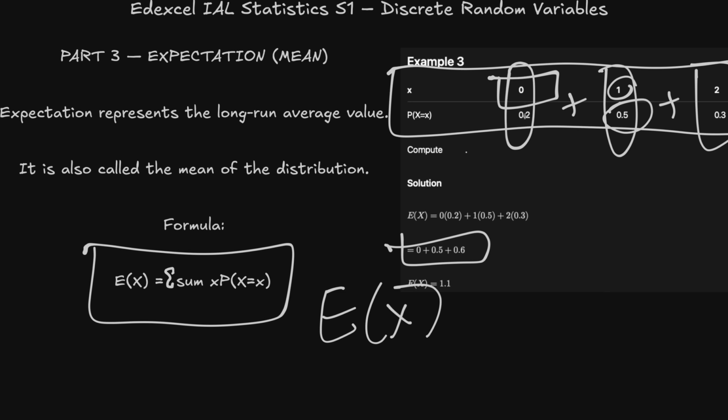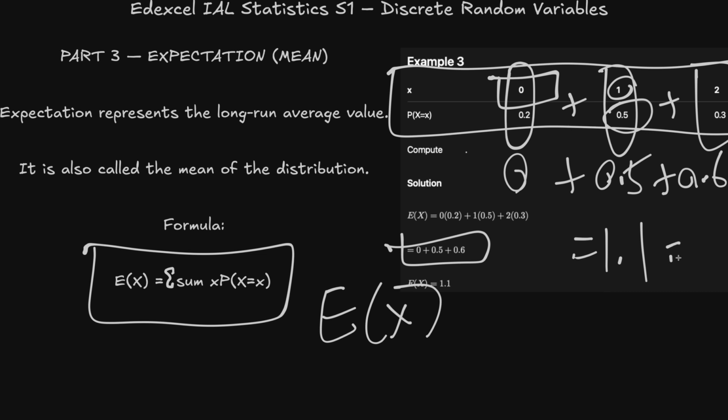So 0 multiplied by 0.2 is just 0. Plus 1 multiplied by 0.5 is 0.5. Plus 2 multiplied by 0.3 is 0.6. 0.5 plus 0.6 plus 0 equals 1.1. And this is our E of X, or our mean. So we interpret that the expected value is 1.1, meaning over many trials the average outcome will be around 1.1. Around, not exactly, because this is still an experiment and there's a margin for error.